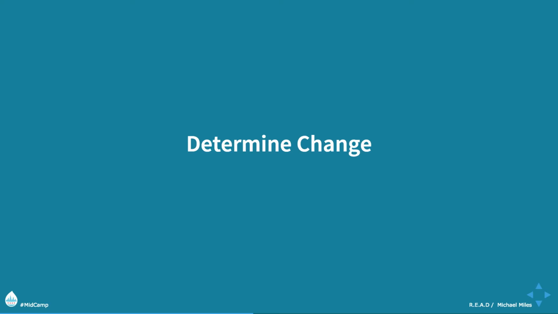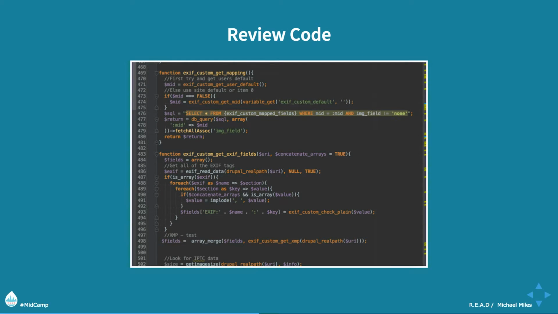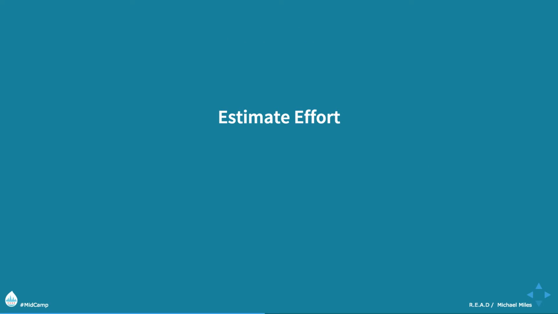So I have to determine how much I need to change to close my gap. I take a look at the code. It looks pretty well written. It pretty much follows the Drupal coding standards. I can easily figure out how mappings are exported and how they're imported into the database. Using that, I can estimate some of the effort that I need to close this gap.